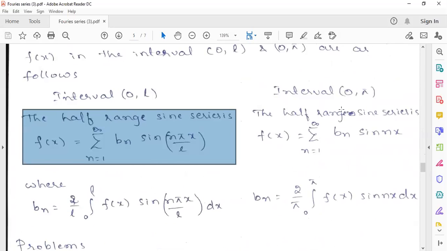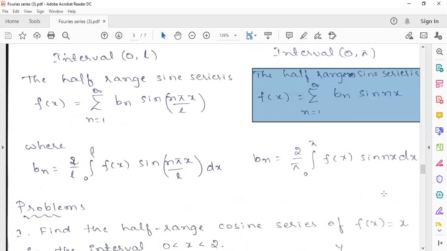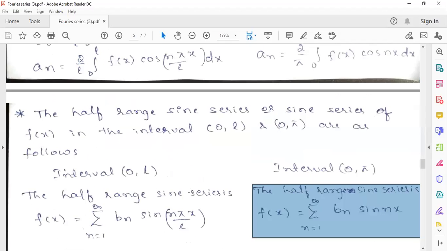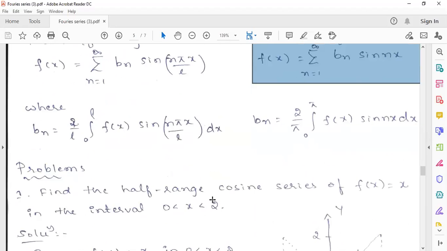And in the interval 0 to pi, the half range series will be f of x equals the sum of bn sin nx, and bn will be given by 2 by pi integral over 0 to pi f of x sin nx dx. These two formulas you should remember. For the half range series, if they ask for a cosine series, you have to express it in terms of a0 and an. If they ask us to find the sine series, you have to express it in terms of bn. If you keep that in your mind, it will be fine.